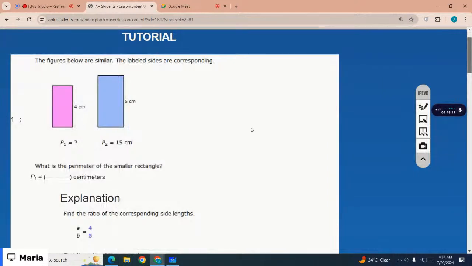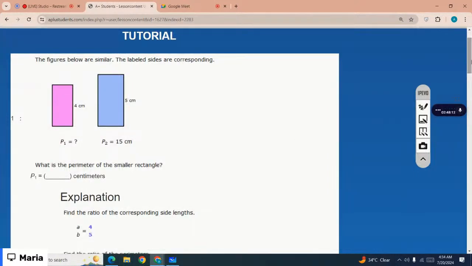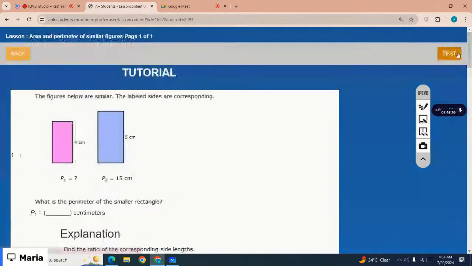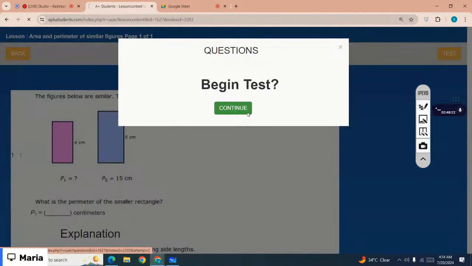That is 4 over 5. You have to equate it to P1 over 15, right? Then you need to calculate P1. Let's just start with the test questions, then we can do them on our own.